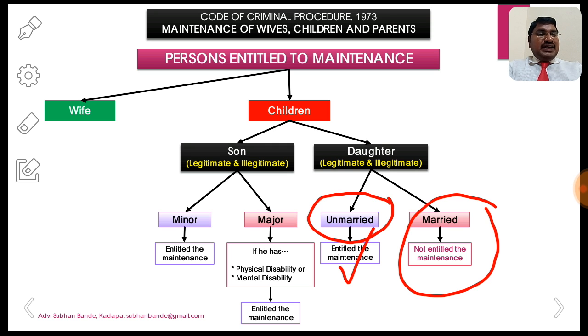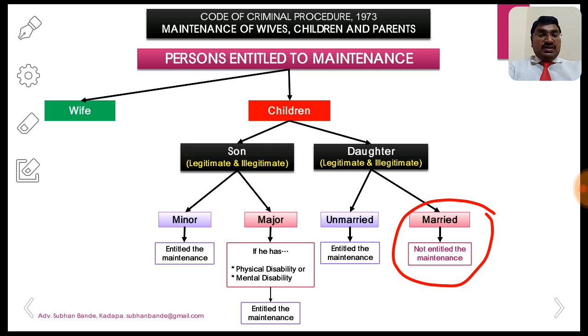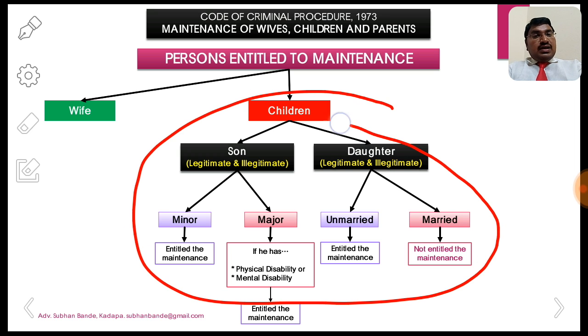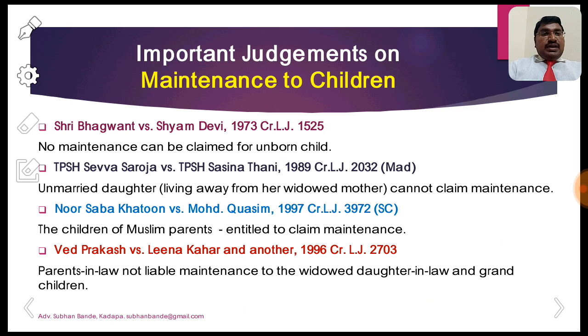She can file an application for maintenance from her husband, not from her father. Hence, married daughters cannot claim maintenance from their father. An unmarried daughter of any age can be entitled to maintenance from her father. This is related to when children are entitled to maintenance from their father. Let us have a quick look at the important judgments on maintenance to children.